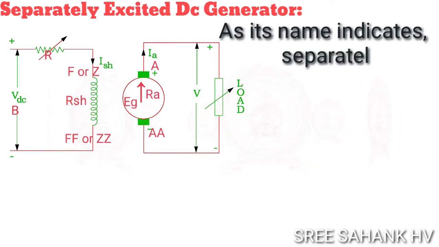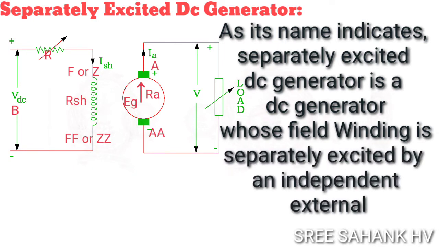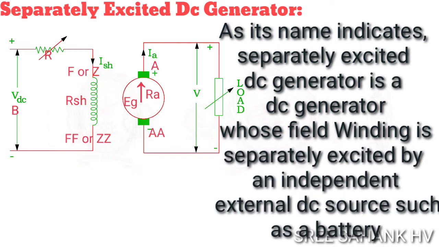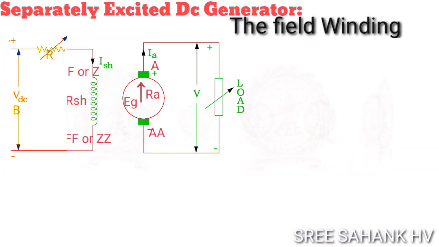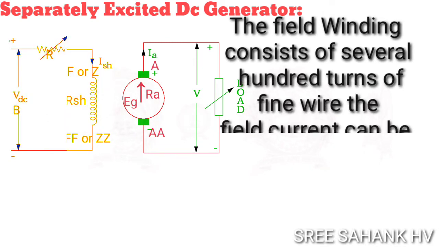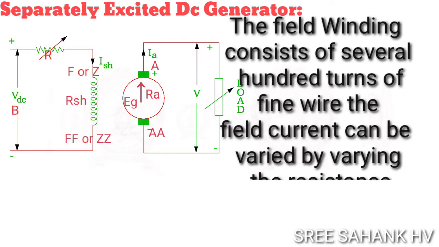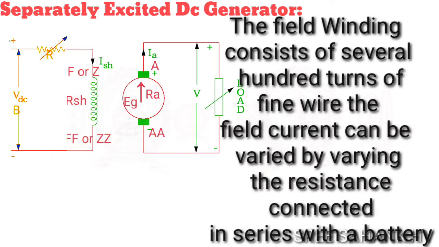As its name indicates, separately excited DC generator is a DC generator whose field winding is separately excited by an independent external DC source such as a battery. The field winding consists of several hundred turns of fine wire. The field current can be varied by varying the resistance connected in series with the battery.